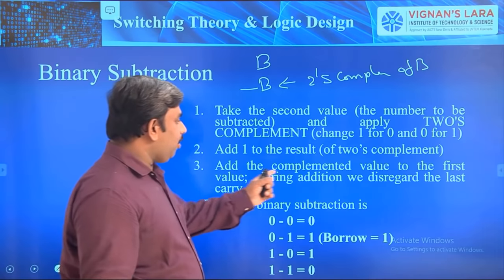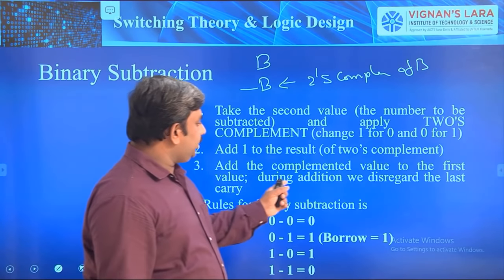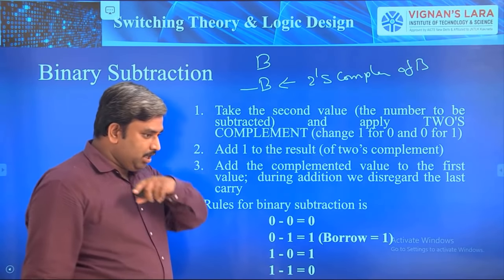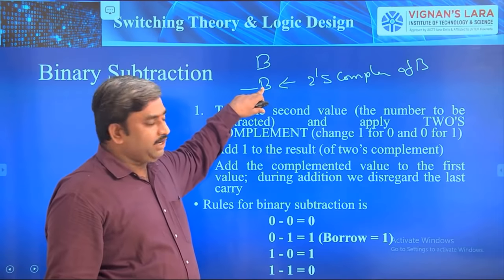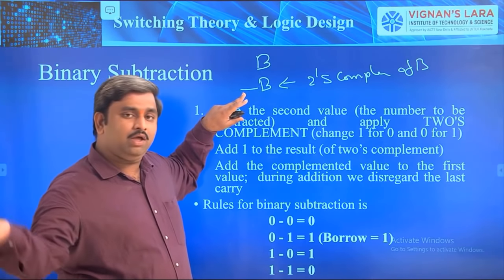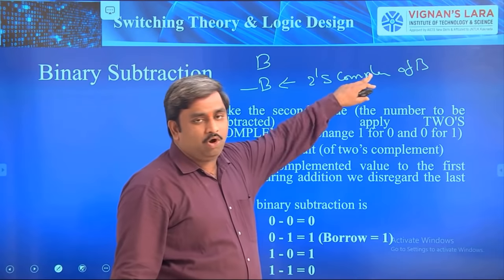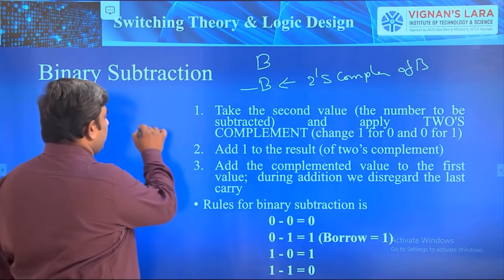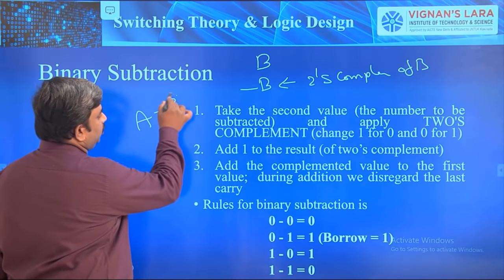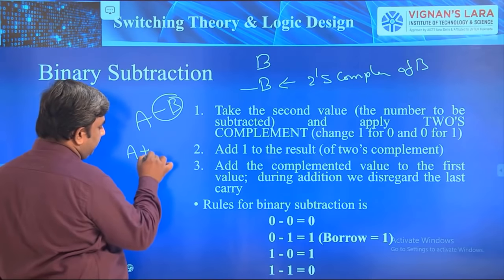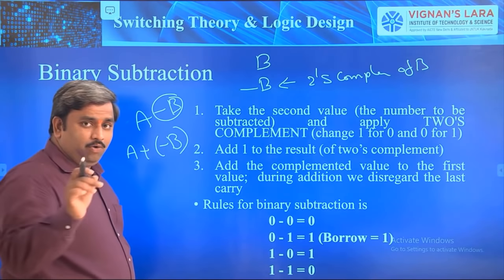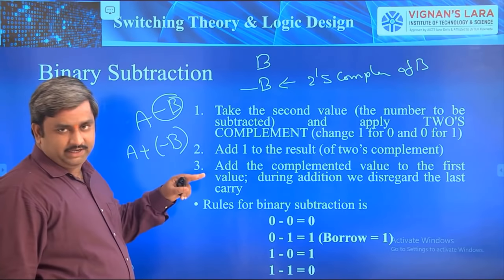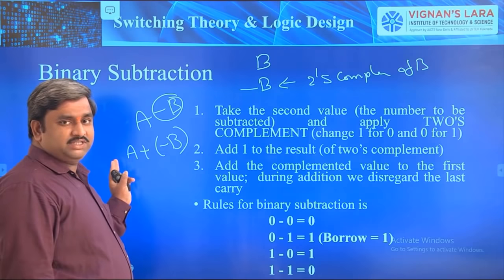Next, add the complementary value to the first value. During the addition, we disregard the last carry. For identifying this, first you have to take the 1's complement, then add 1. Then you will get the 2's complement of b, that is equal to minus b. Actually, you have to do the operation a minus b, so you got minus b. That is nothing but a plus of minus b. I have minus b ready made, so what I have to do here is a plus of minus b. I got minus b; you have to add this value.